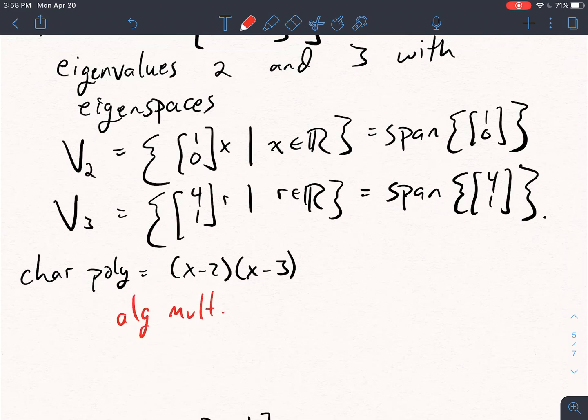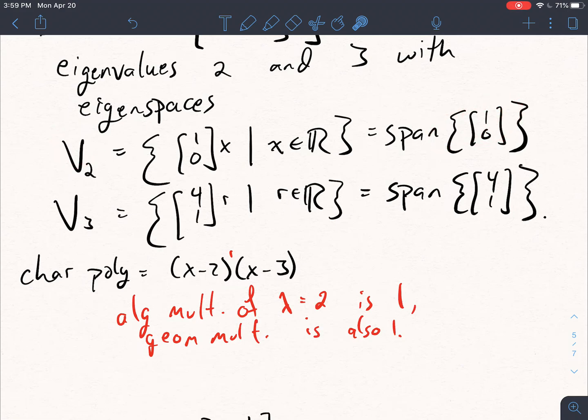And so from there, I can say, maybe I want to be in red. So the algebraic multiplicity of lambda equals 2 is 1, and the geometric multiplicity is also 1. The algebraic multiplicity is 1 because the power of x minus 2 in the characteristic polynomial when we factored it was equal to 1.